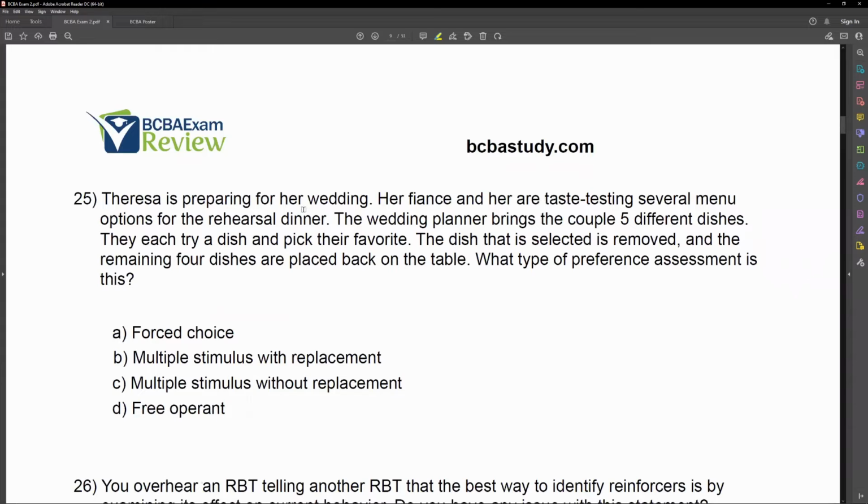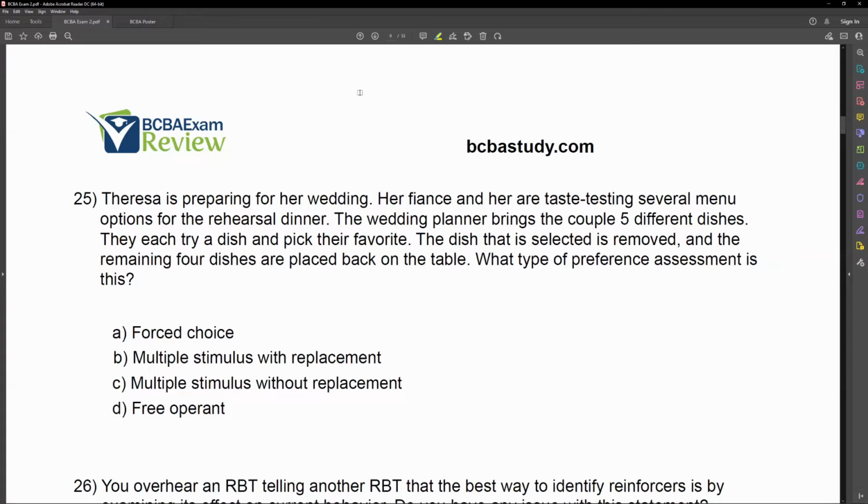25, Teresa is preparing for her wedding. Her fiance and her are taste testing several menu options for the rehearsal dinner. The wedding planner brings the couple 5 different dishes. They each try a dish and pick their favorite. The dish that is selected is removed, and the remaining 4 dishes are placed back on the table. What type of preference assessment is this?